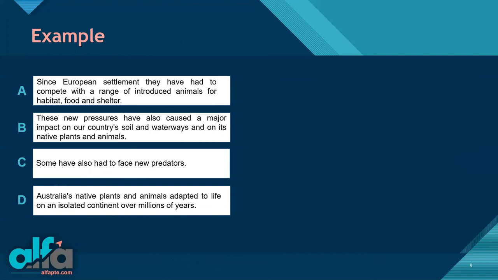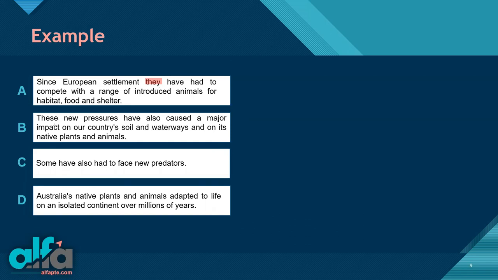Since European settlement, they have had to compete with a range of introduced animals for habitat, food and shelter. Who are they? So they is not an independent sentence. So you cannot use this because this is not independent. It's a pronoun. So it's not an independent sentence. So it's not the first sentence.